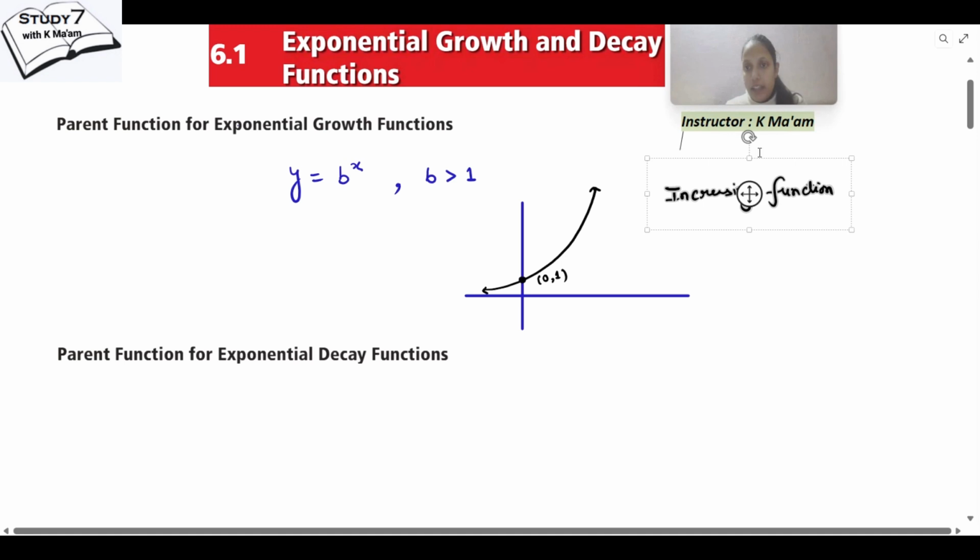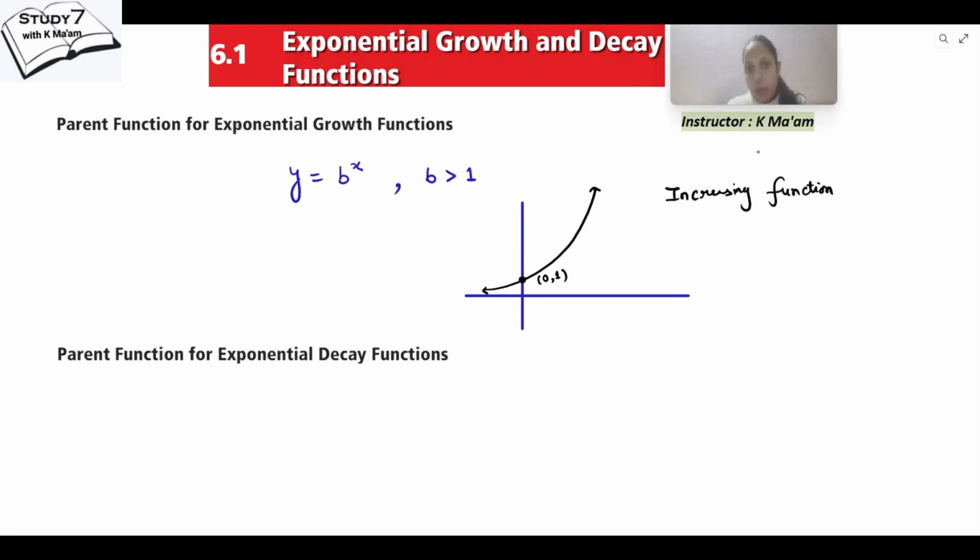And the y-intercept is 1. If you put x value 1, the y value will be b. The point is (1, b). What about domain and range? Here, x value can be anything. X can be positive, negative, decimal, irrational, whatever. So the domain is all reals.